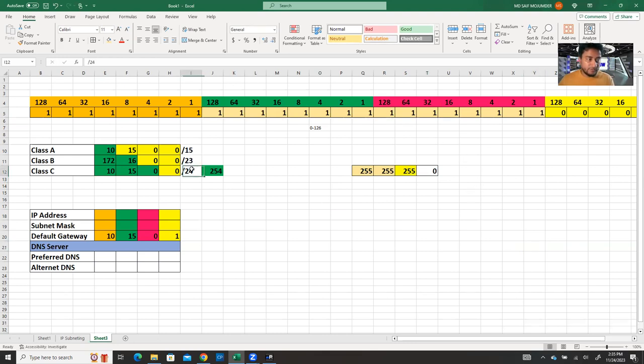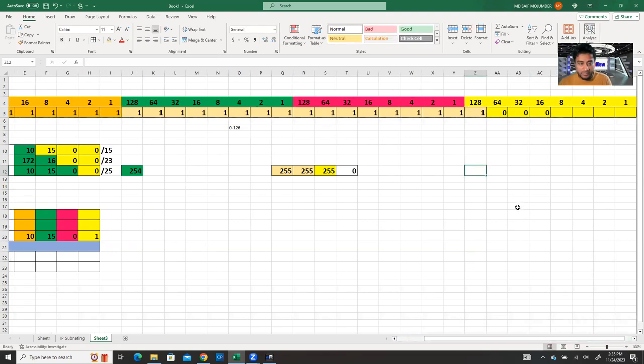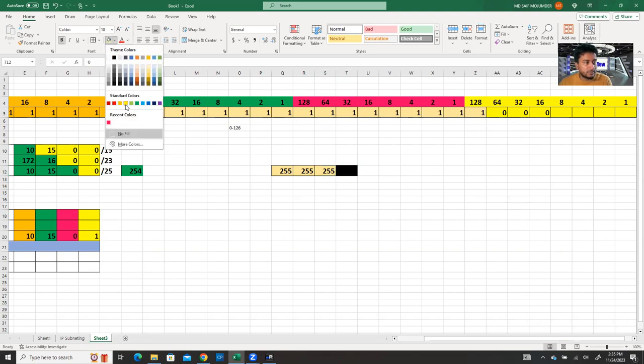Now, same way, if you change it to 25, what are you doing? You are borrowing a bit from here. One bit you borrow from your fourth octet. So now for the fourth octet, up to the third octet, you can directly write it down. There is no issue, right? No issue, right? Only one thing you have to consider, for subnet, now we are actually learning subnet mask.